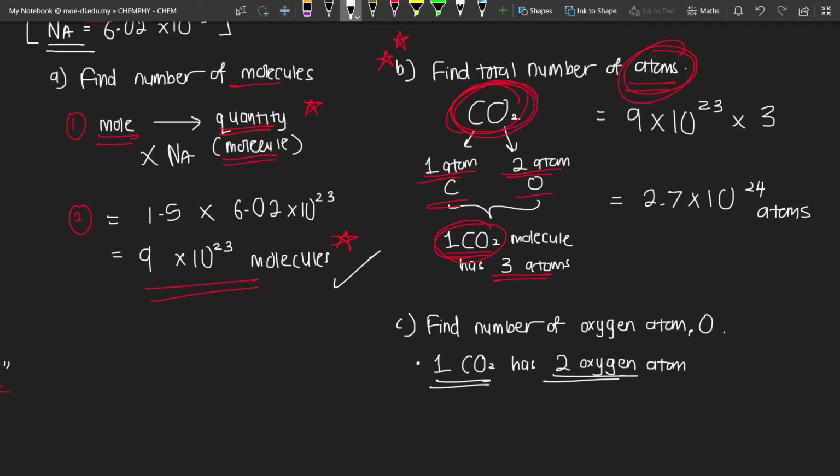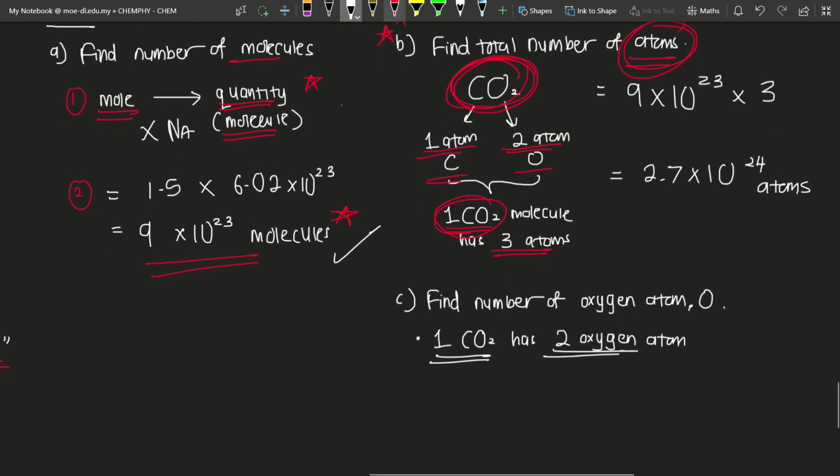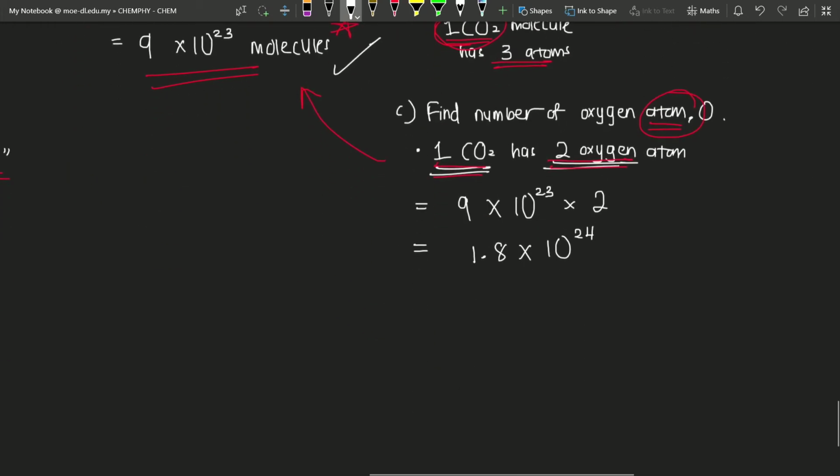So let us take a look at question C. Find number of oxygen atoms. Same goes to what I've said earlier. If the question asks about atom or ion, you guys must be careful. So we got 1 carbon dioxide, which is this is the value. We have 2 oxygen atoms in 1 carbon dioxide. So the value will then multiply by 2 oxygen atoms. So our calculation will be 9 power 23 times 2 oxygen atoms. Okay, so last answer will be 1.8 power 24. Unit must be atom.